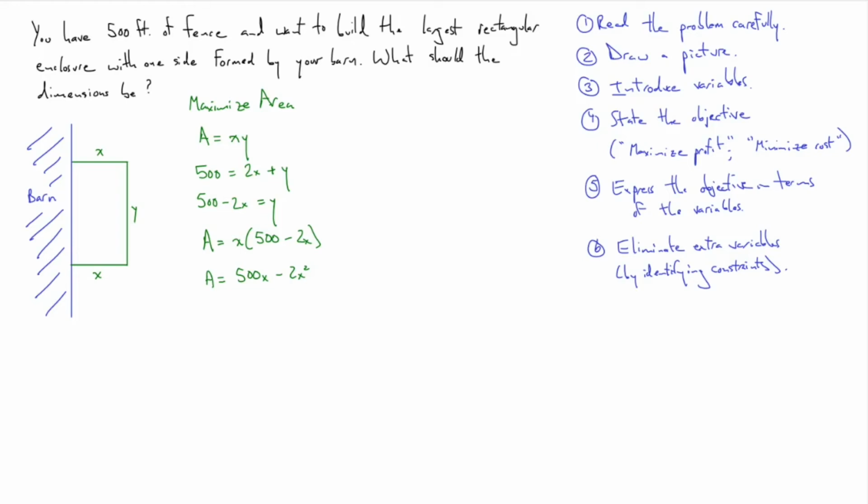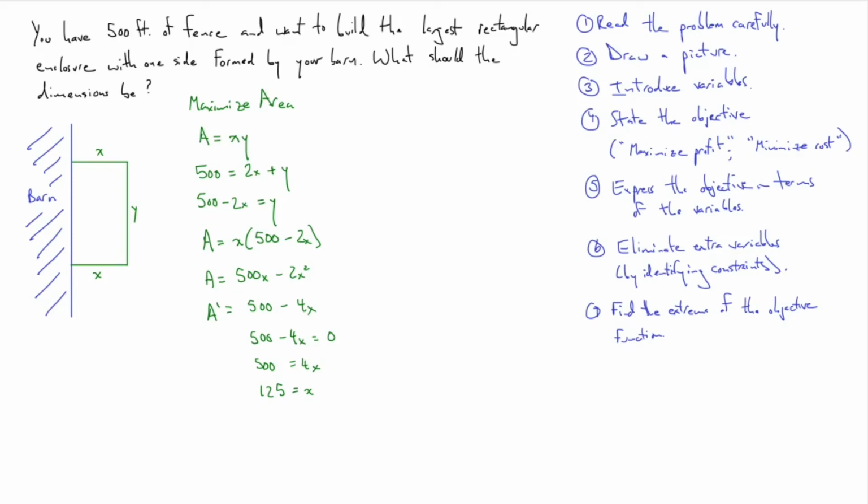500x minus 2x squared. And now I'm in great shape to do some calculus. I have a function that describes the area in terms of a single variable. I'd like to find the extrema of that function. And to find the extrema, you take the derivative and you set it equal to 0, and you solve for x, and we easily see that the only critical point is that x equals 125.